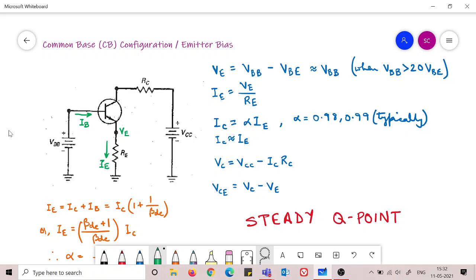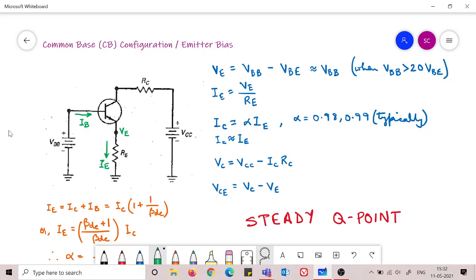What would be alpha? Will it be very low or very high? It will be near about unity because IC is almost equal to IE. That we know from the physics of the transistor. From the physics of the transistor, we know that IB is very small. So IC is almost equal to IE but less than IE, of course. So alpha here is almost equal to 1 but less than 1. Typically it is of the range 0.98, 0.99.